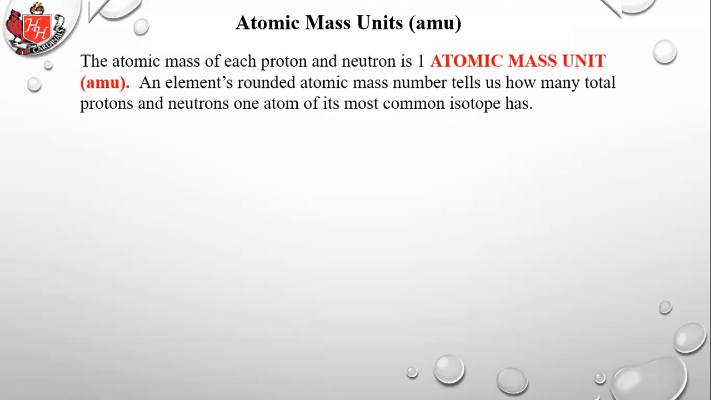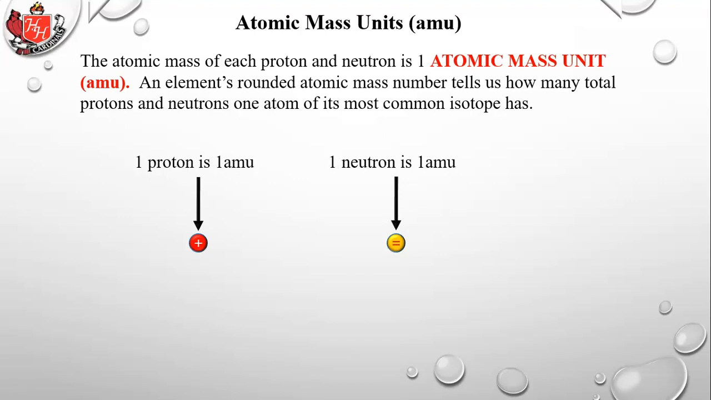The atomic mass of each proton and each neutron is 1 atomic mass unit. That's just the definition of an atomic mass unit. An element's rounded atomic mass number tells how many total protons and neutrons one atom of its most common isotope has. So 1 proton is 1 atomic mass unit, abbreviated AMU. And 1 neutron is 1 atomic mass unit, abbreviated AMU. So for the purposes of this class, we say that they weigh the same.